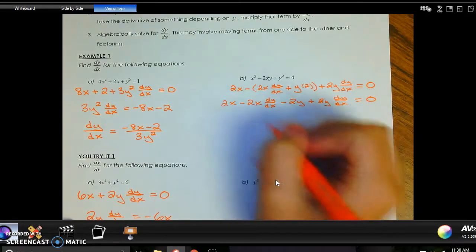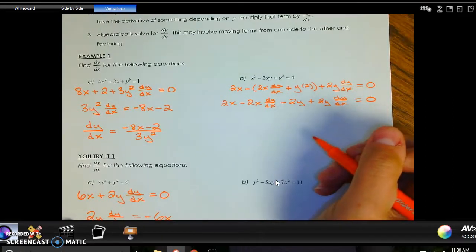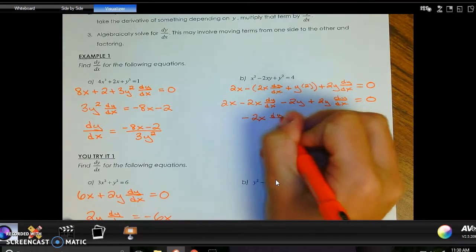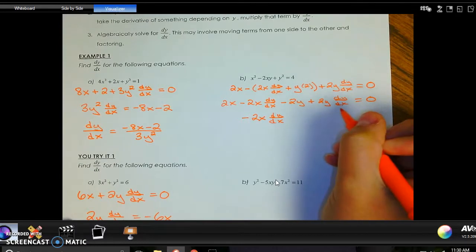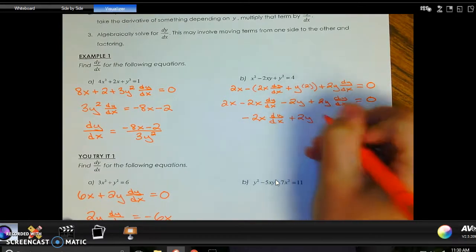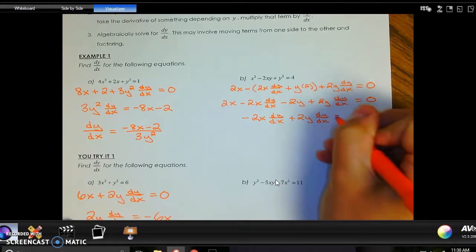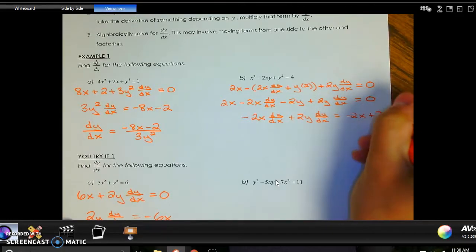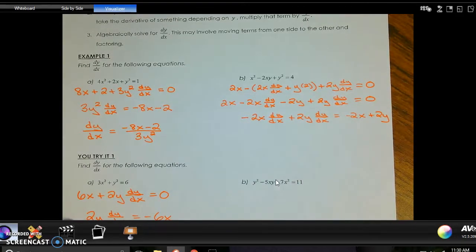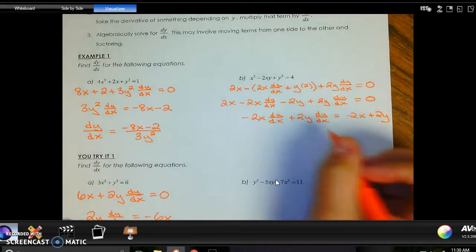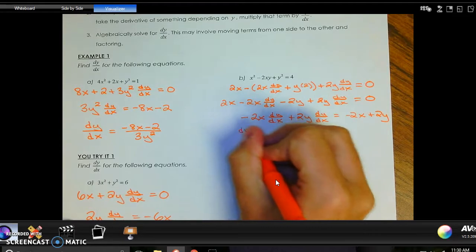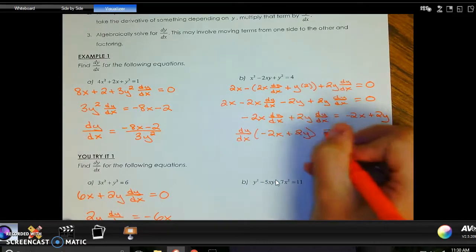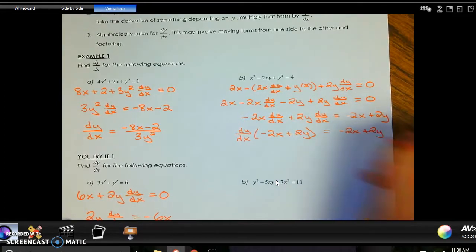I'll do it, well, first I'll take out, let's see. So we'll have negative 2x dy dx, and then I still am going to have this plus 2y dy dx. And then if I move this and that to the other side, it'll be negative 2x, and it'll be a positive 2y. Okay? And now I'm just going to factor out the dy dx. And you could factor out the 2 if you want, but I'm just going to factor out the dy dx. So then I'm left with negative 2x plus 2y over here equals negative 2x plus 2y on that side.